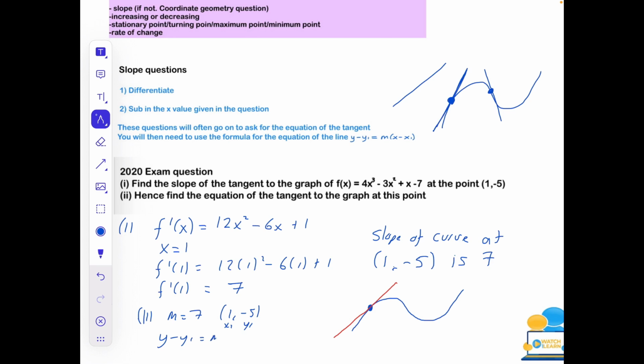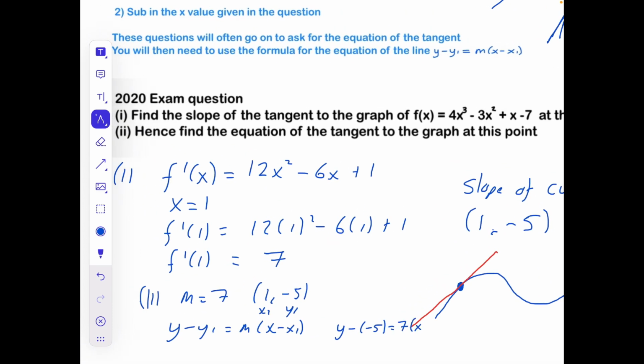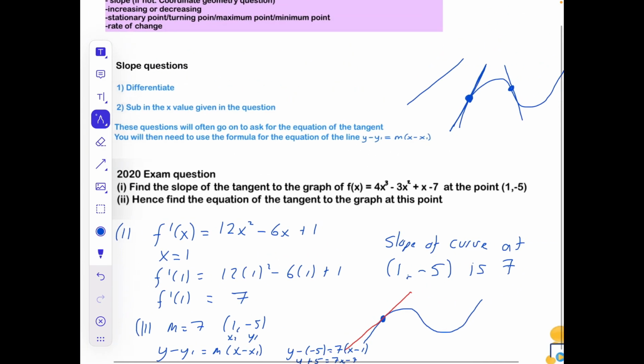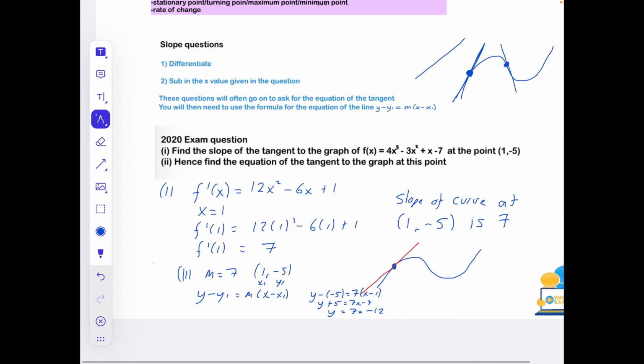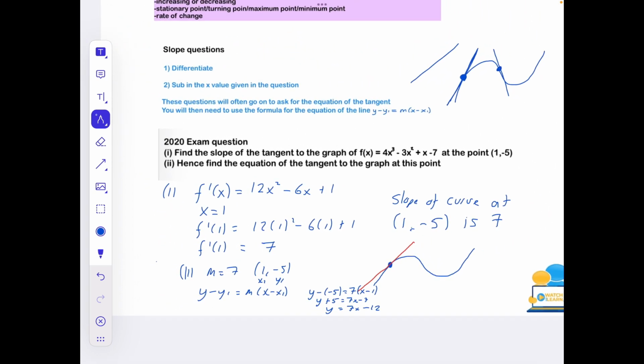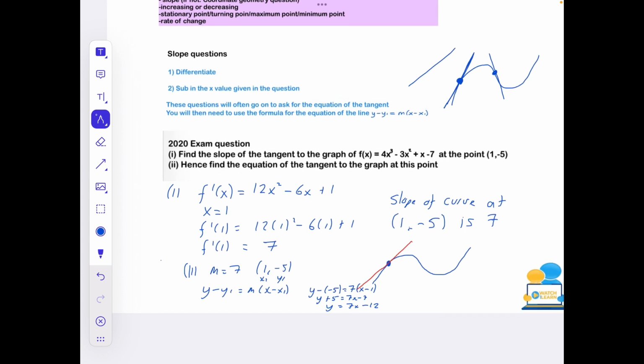We have our point (1, -5). That's going to be my x1 and my y1. Find the equation of a line then. My formula: y minus y1 is equal to m bracket x minus x1. Sub these in, so it'll be y minus minus 5 is equal to 7 by x minus x1, which is 1. So y plus 5 is equal to 7x minus 7. We can say y is equal to 7x minus 13. Sorry, minus 12. Okay, so that is the equation of the red line that I have drawn there.